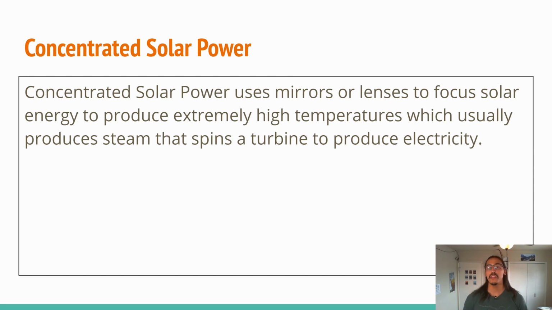So with temperatures this high, instead of just using that heat, they actually can use it to boil water, which is going to spin a turbine, and that's going to produce electricity. So even though there's some extra steps here to producing electricity, concentrated solar still has its end product of electricity.